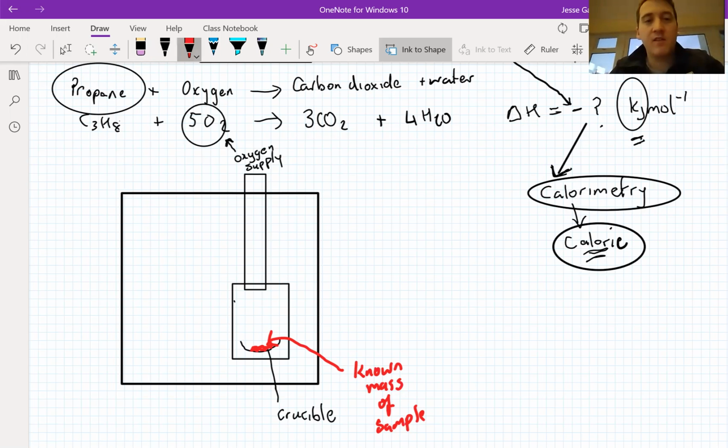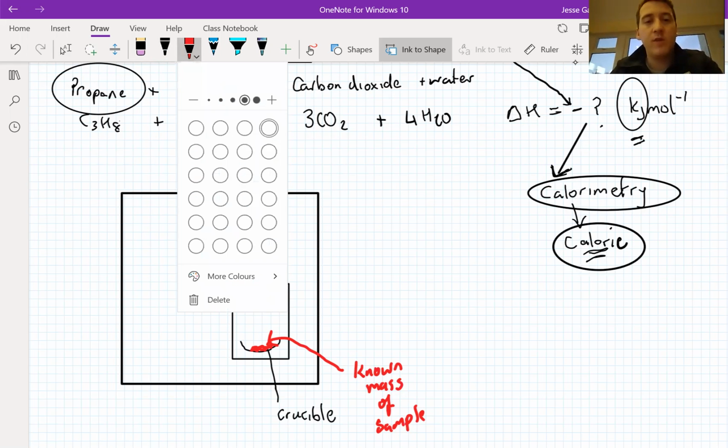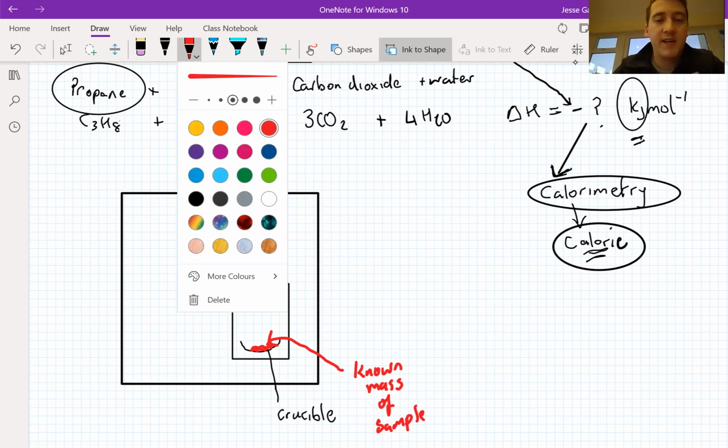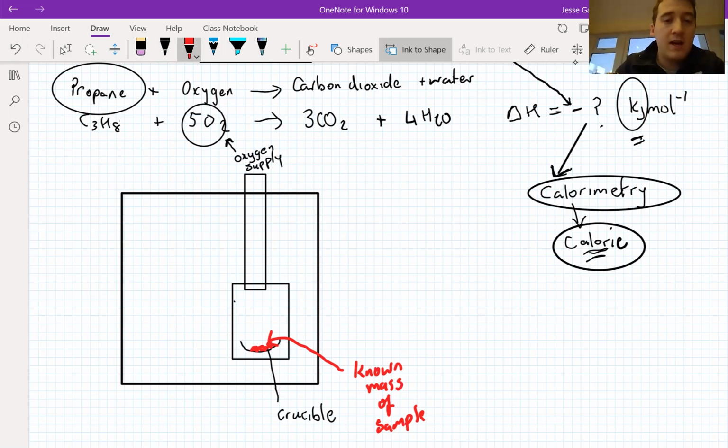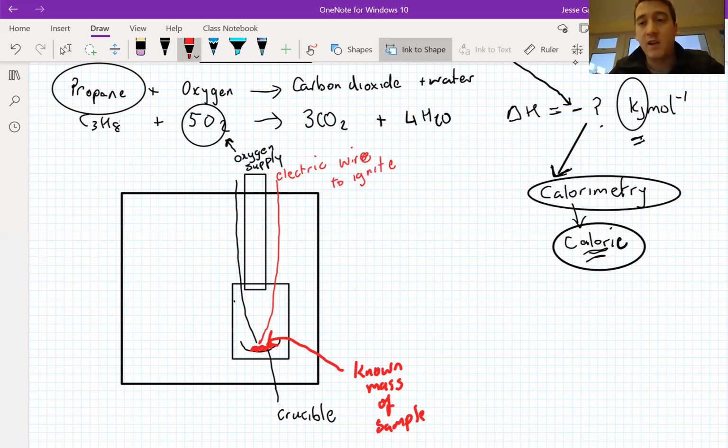Now, we're obviously going to need to start a fire here. So we need to provide a spark of some kind to get the fuel to burn. So we do this electrically. So we have wires, electrical wires. This is a red wire and this is a black wire. And these are electric wires for ignition. These give the spark to get the fuel to start combusting. So electric wires to ignite. You obviously need two, connected to the positive and negative of a power source, which is going to give a spark and get the fuel to start combusting.